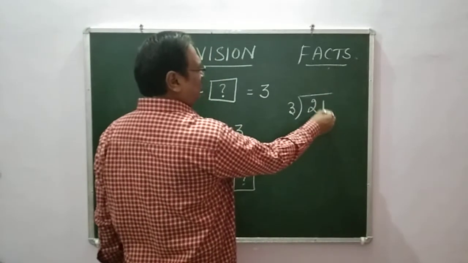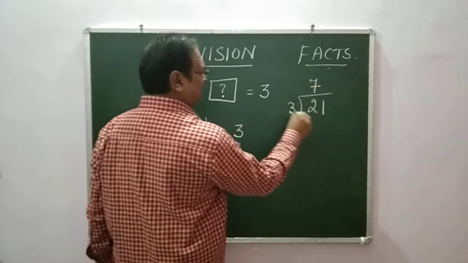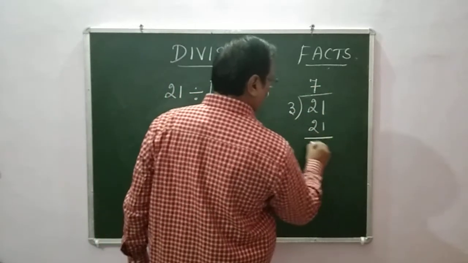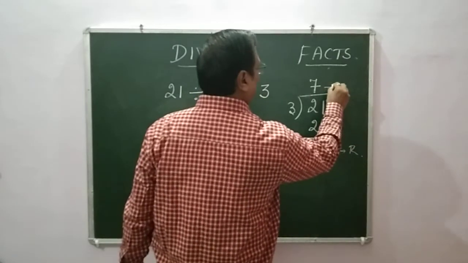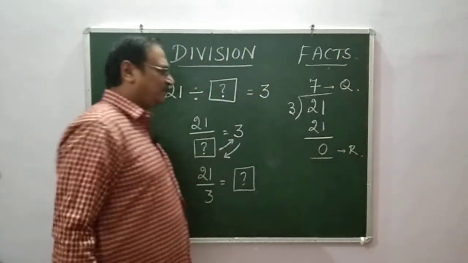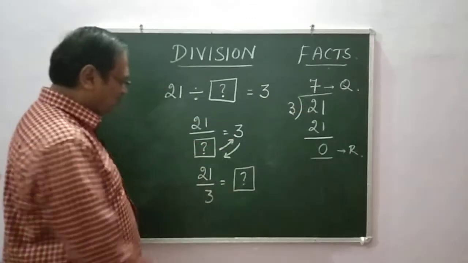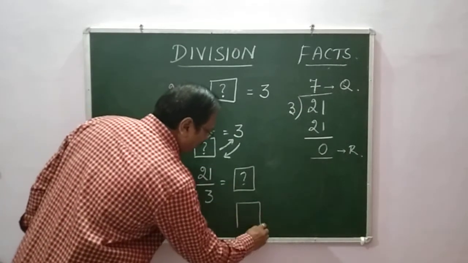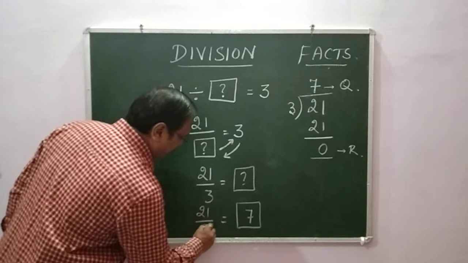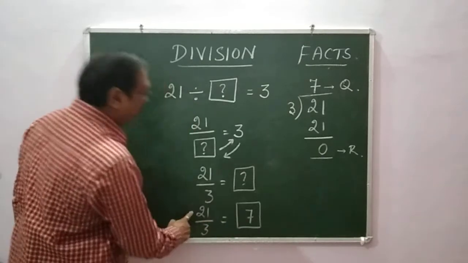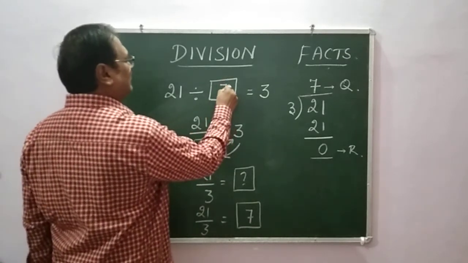3, how many times will give you 21? 7 times. 7 times 3 is 21. So, what is the remainder? 0. Remainder is 0 and quotient is 7. So, 21 divided by 3 is 7. So, inside this box, what should be the number? Number is 7, because 21 divided by 3, 7 3s are 21. So, inside this box, the number should be 7.